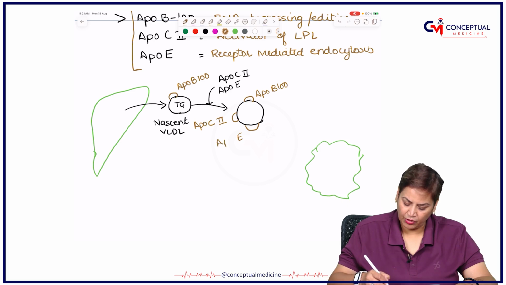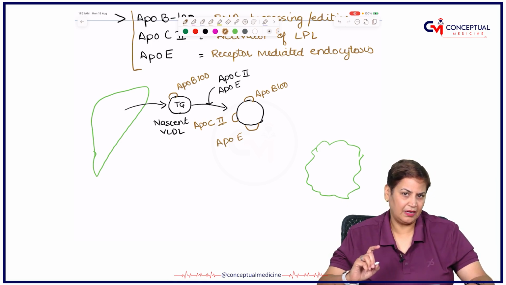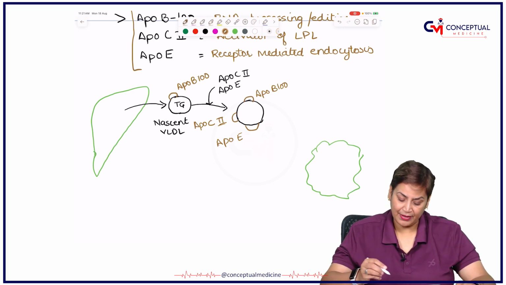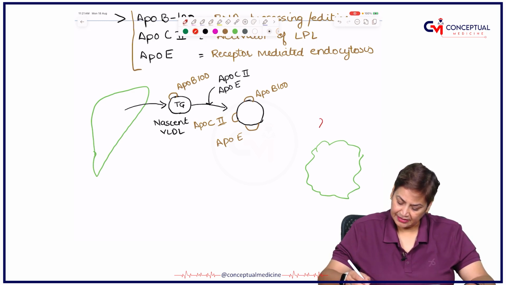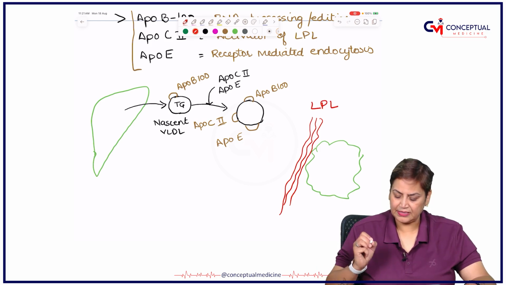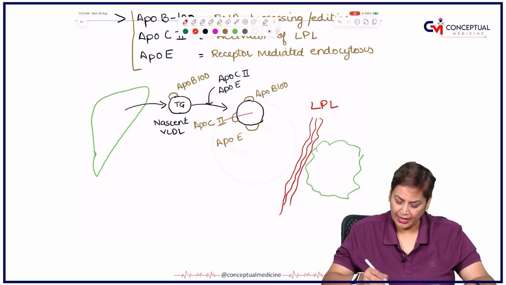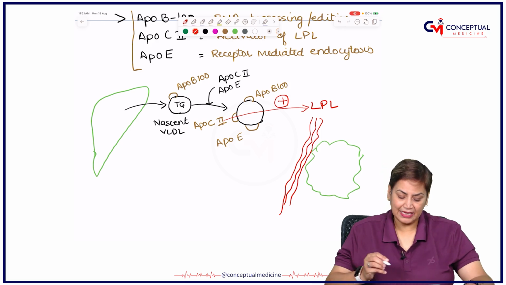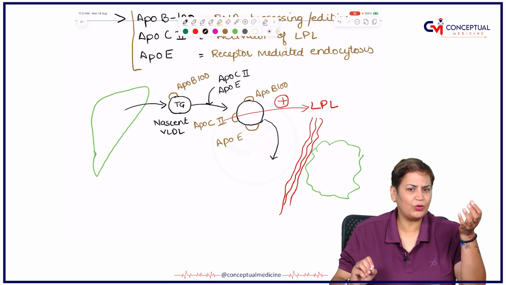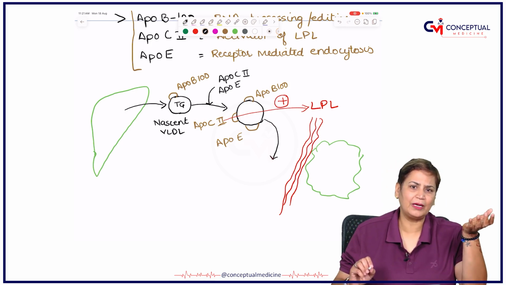Now see what is the function of Apo C2. Apo C2 is activating LPL. Now what is LPL? LPL is lipoprotein lipase, which is already existing in the endothelium of vessels like this. So Apo C2 is going to activate it. The moment LPL is activated, it is going to extract the TGs, because that is the funda of metabolism.